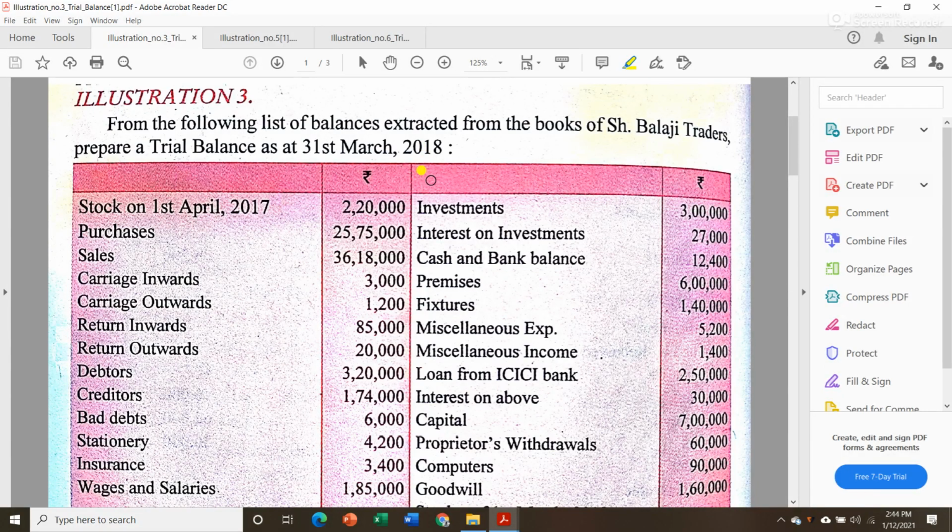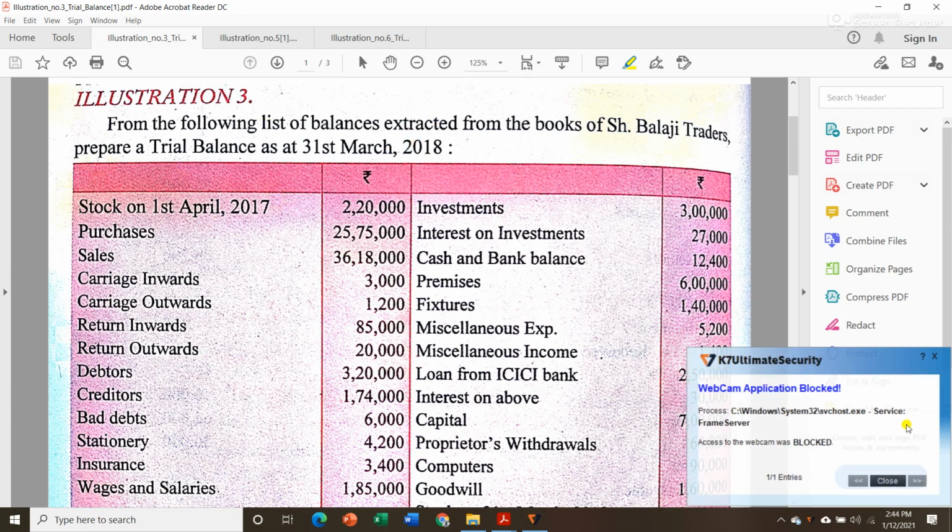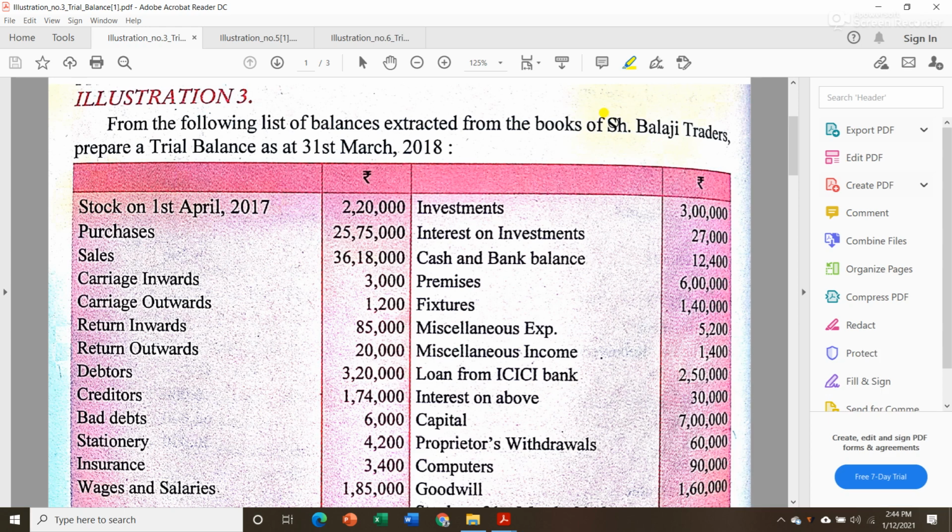Hello students, in this session we will be discussing three equations of trial balance. Now first let us see illustration number 3. The question is asking us to prepare a trial balance from the list of balances that they have extracted or taken from SH Balaji Traders.